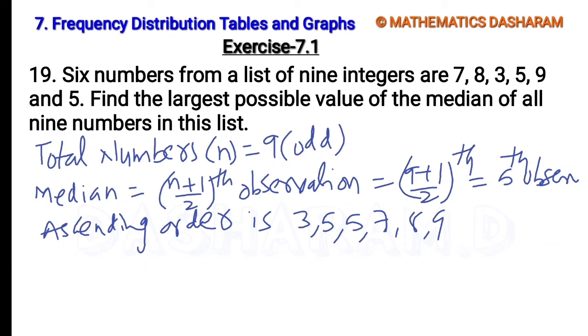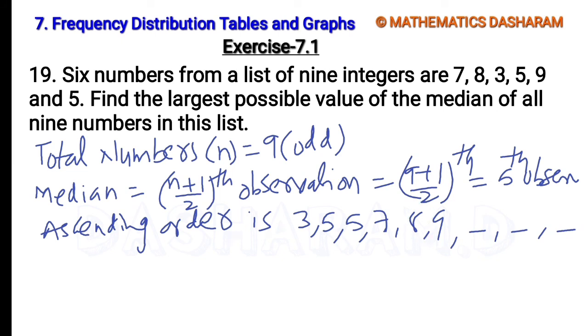See, suppose the missing 3 numbers are on the left side of 9. Then the fifth place will not be 9. Am I right? If the missing numbers are less than 9, then the fifth place is not 9. So 9 is not a possible value of the median. So then next, 8 is there. If the missing 3 numbers are greater than 9, that means after 8, then the median will become 8.